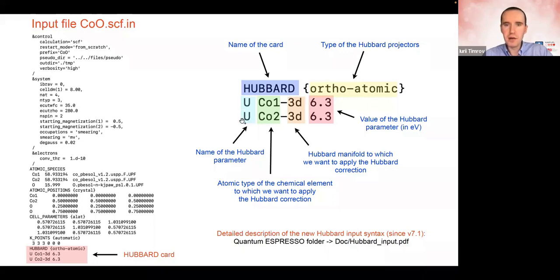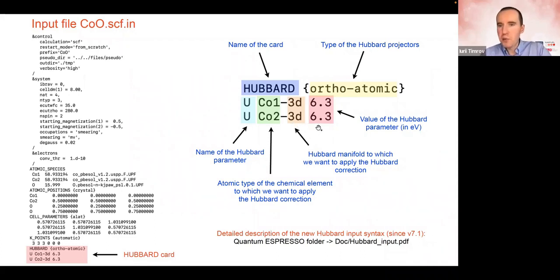Then we say the letter of the Hubbard parameter, it's U, or it can be V. In this case, it's U. Then we say to which chemical elements we want to apply the Hubbard U correction. In our case, it's cobalt 1 and cobalt 2. And then we say which states of these chemical elements we want to correct with Hubbard U, because both cobalt 1 and cobalt 2 have 5 atomic orbitals: 3d, 3p, 3s, etc. So in principle, we can apply the Hubbard correction to any of those. But in our case, we want to correct only 3d states. So that's why we write Co1-3d, Co2-3d.